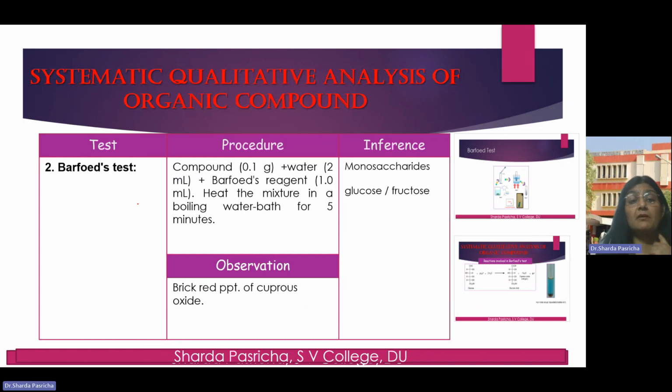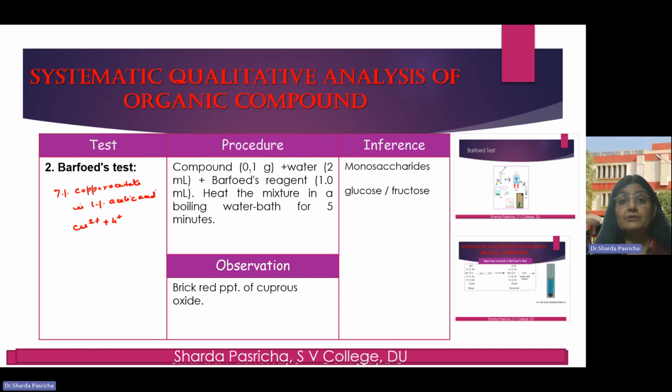The first of those is the Barfoed reagent test. The Barfoed reagent test is actually a test which is used to distinguish monosaccharides from disaccharides. Barfoed reagent is a 7% solution of copper acetate in 1% acetic acid. So basically, you have cupric ions in the acidic medium. The test is very similar to the Fehling solution test that you do for the aliphatic aldehydes.